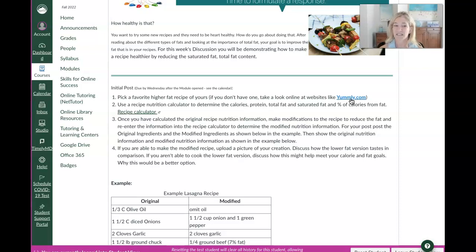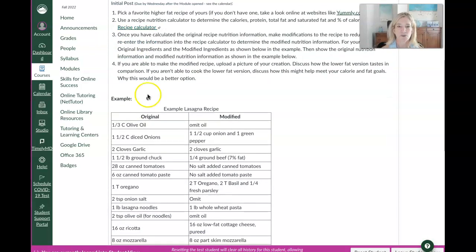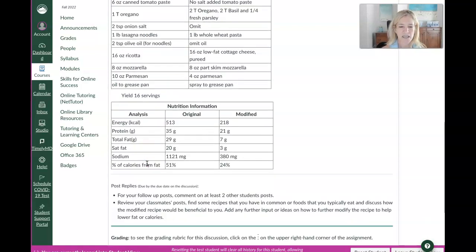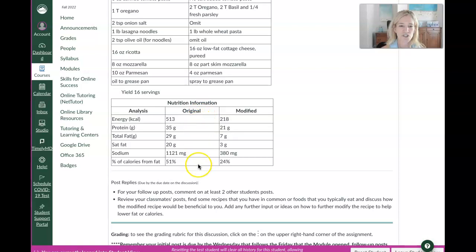If you have your own recipe, that's fine. What you're going to do then is go into this recipe calculator and enter your information. It's going to print off for you what your current recipe is. You're going to write out what is my current recipe. This is the example of what you're going to be posting. So what am I currently eating, what's my current recipe, and what is the nutrition information?